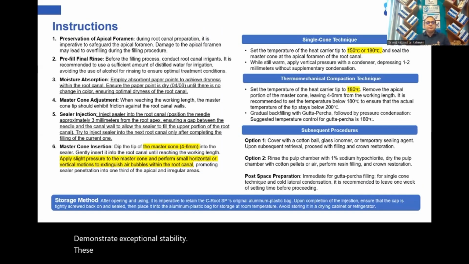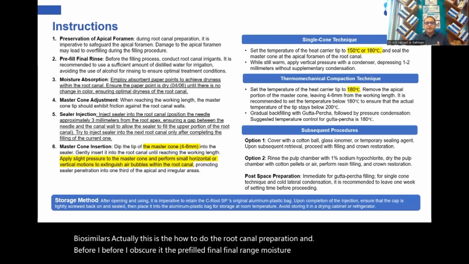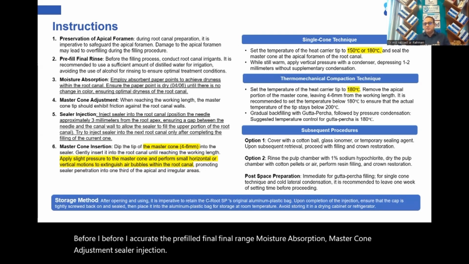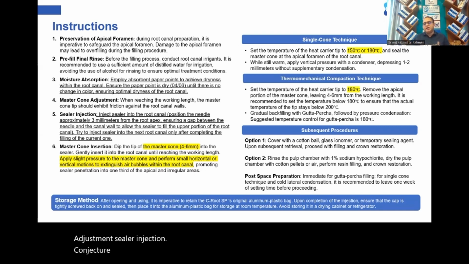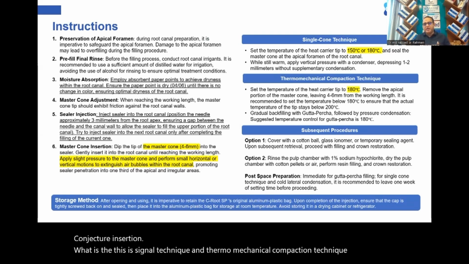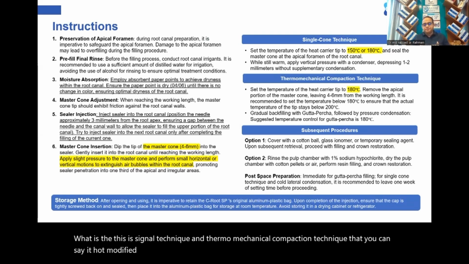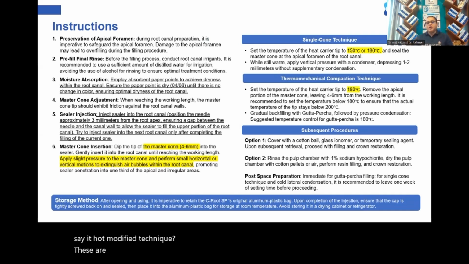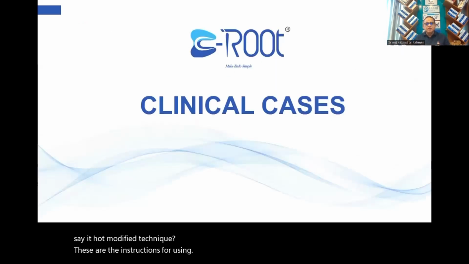These are the instructions to use C-root SP bioceramic sealers. Actually, this is how to do the root canal preparation, and before I obturate: the pre-fill final rinse, moisture absorption, master cone adjustment, sealer injection, master cone insertion. This is single cone technique and thermomechanical compaction technique. That means you can say it is the hot modified technique. Subsequent procedures follow.